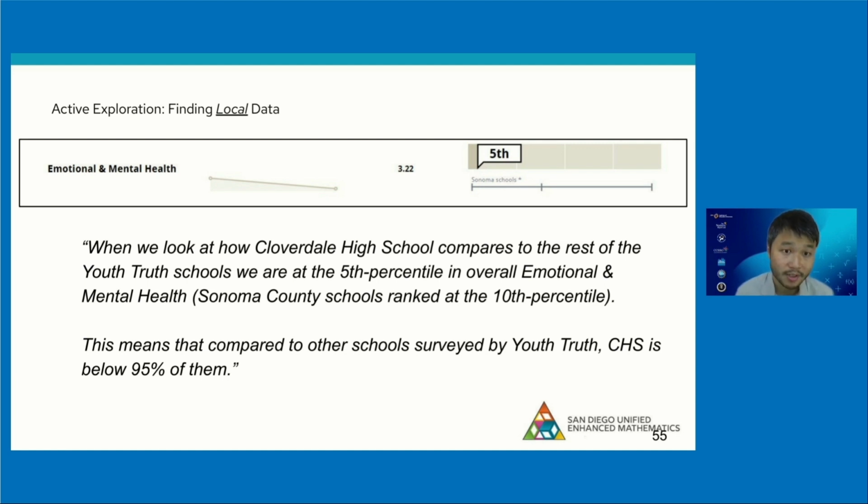And what they found was that when we look at how Cloverdale High School in the survey compares to the rest of the Youth Truth schools, we're at the 5th percentile in overall emotional and mental health. Sonoma County, where Cloverdale is located, ranked at the 10th percentile. So this means compared to other schools surveyed by Youth Truth, CHS is actually below 95% of them.